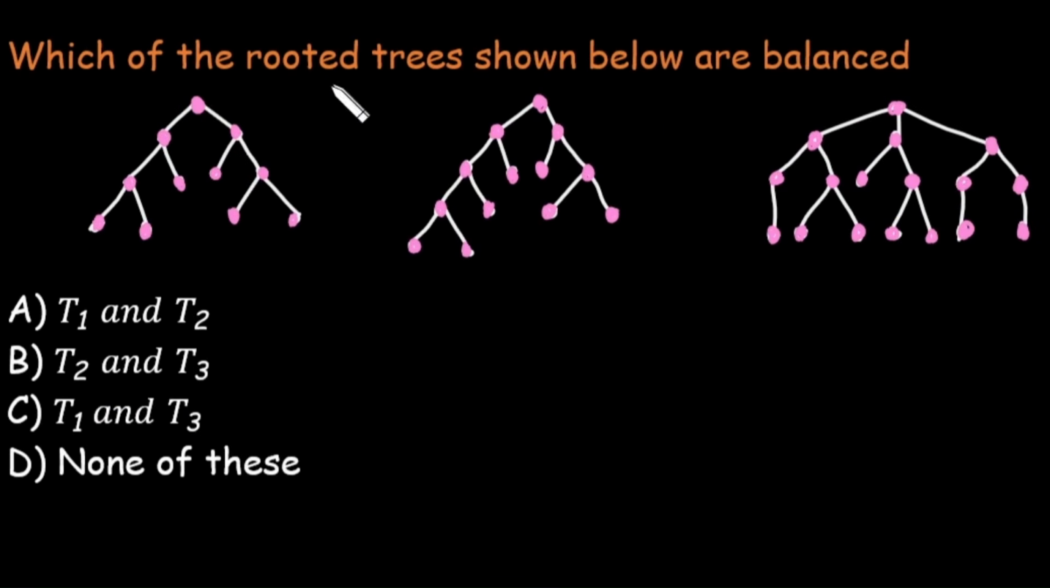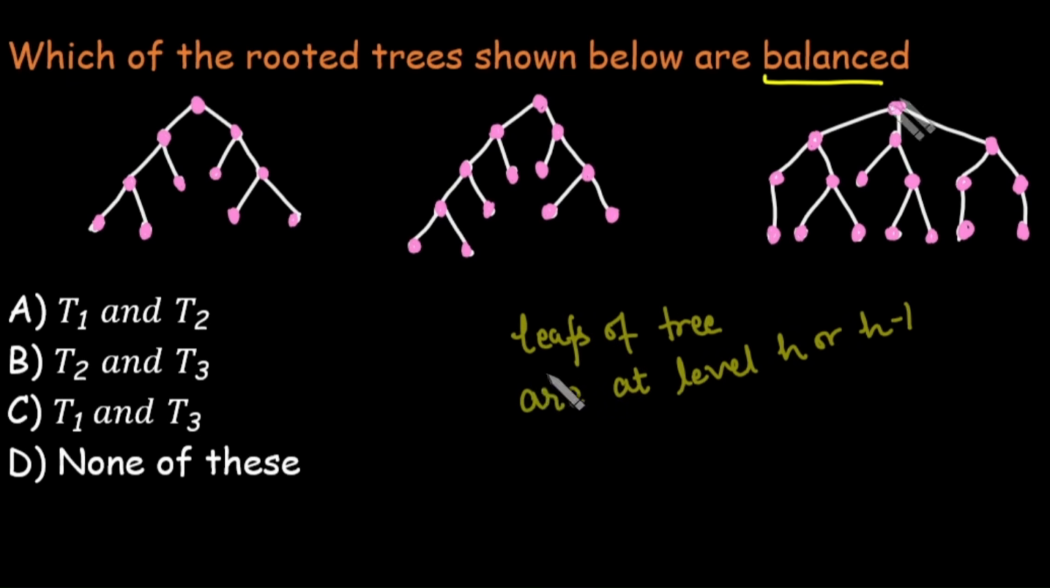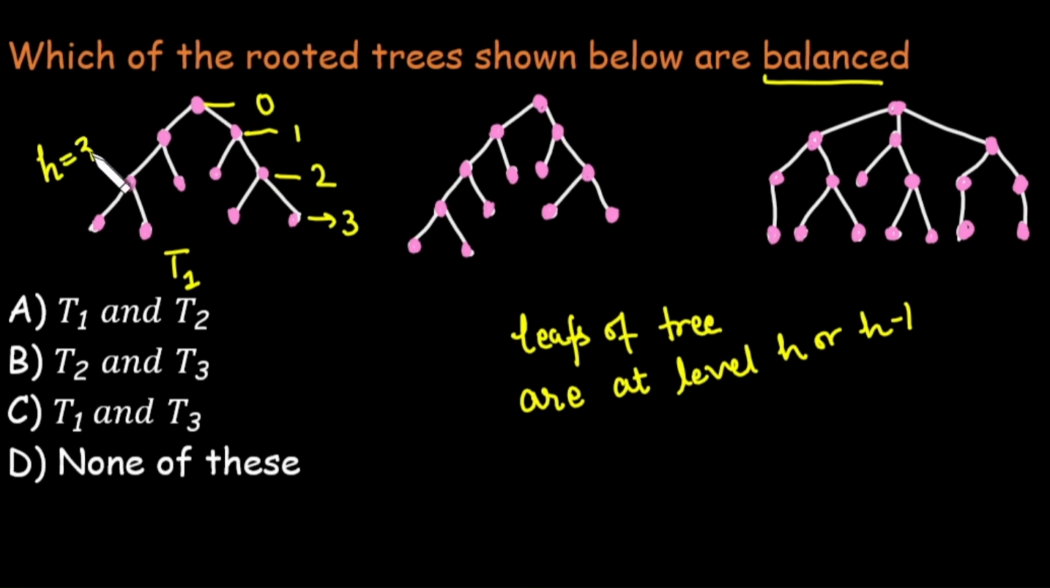Next, which of the rooted trees shown below is balanced? Balanced means the leaves of the tree are at level h or h minus 1. So first we need to calculate the level and then height. According to tree 1, level of this vertex is 0. These are placed at 1, these are at 2 and these are at 3. Now highest level is 3. It means the height of this tree is 3.